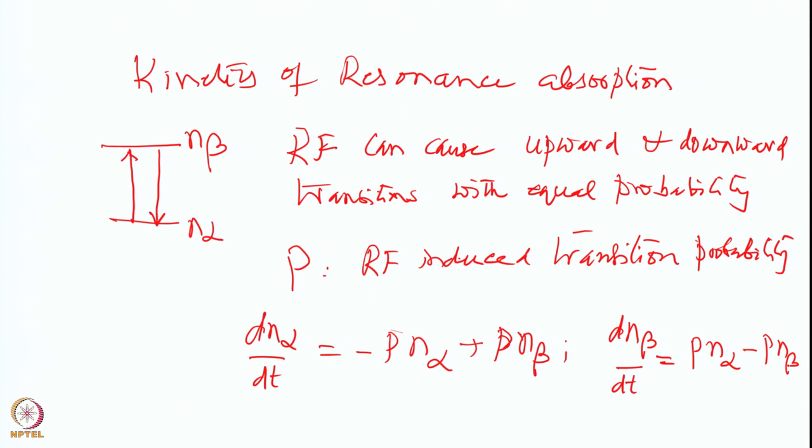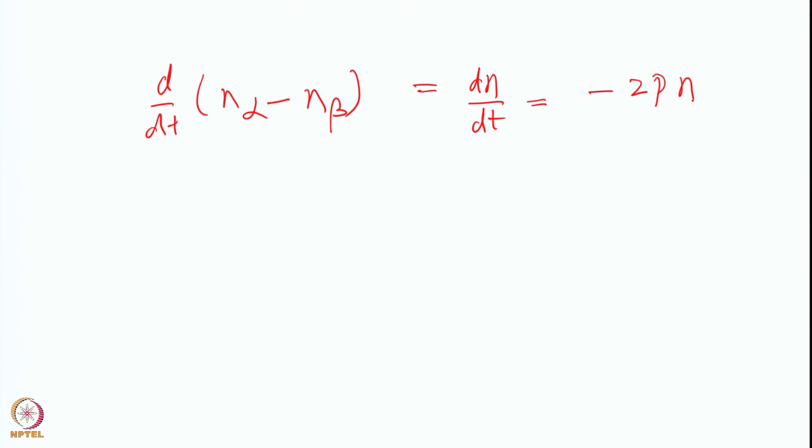Okay. So, therefore, this can be combined into one equation. We will not derive all of these things here, but I will just give you the basics and we will go into the solution. So, if I write d by dt of n alpha minus n beta, okay, what will I get? I call it dn by dt, which is the population difference, and it turns out that this will be equal to minus 2pn. So, simple algebra here. You will generate this sort of an equation, dn by dt is equal to minus 2p times n, where n is equal to n alpha minus n beta.